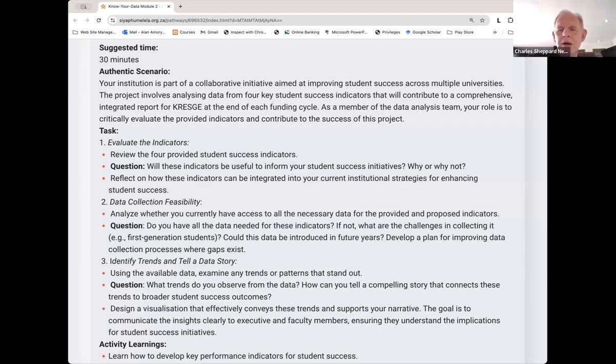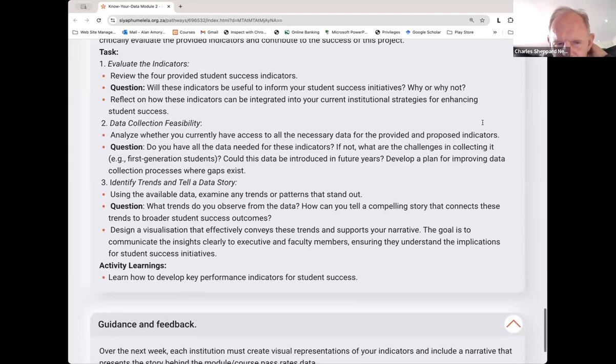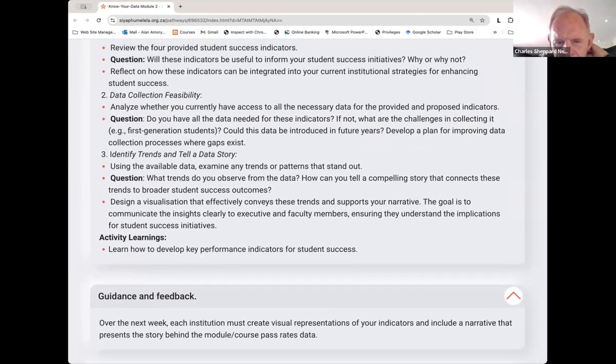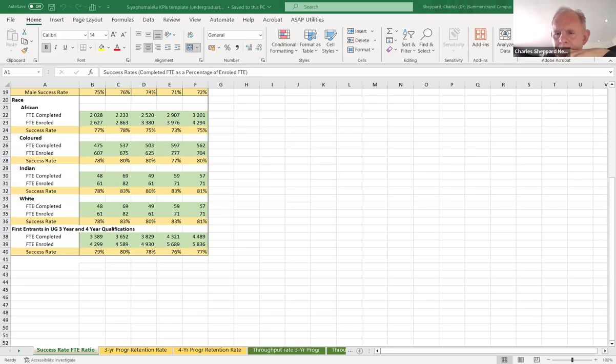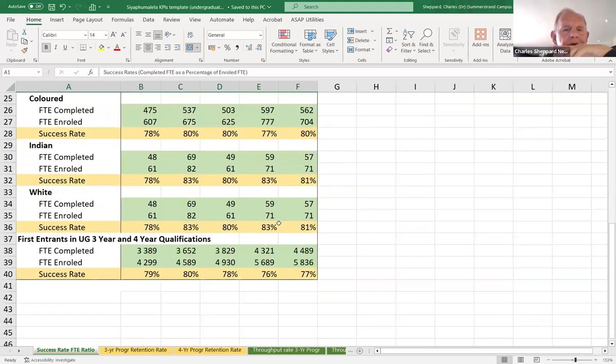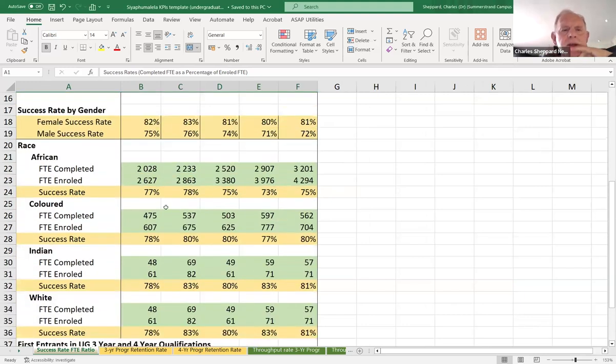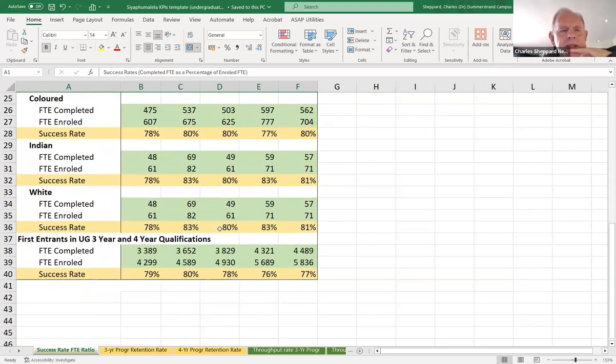Okay, so I'm just going to quickly share the template with them. Can you see this? A bit small, no? This is just a completed one with success rate by gender, and you can look at how useful this is, and what are the differences, what data trends do you see.